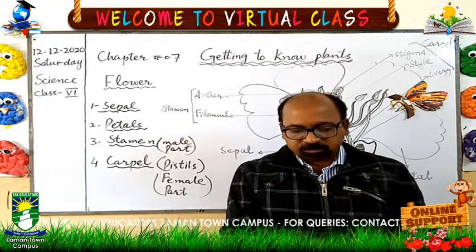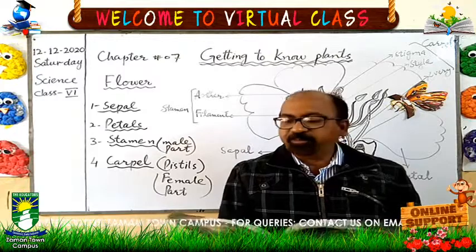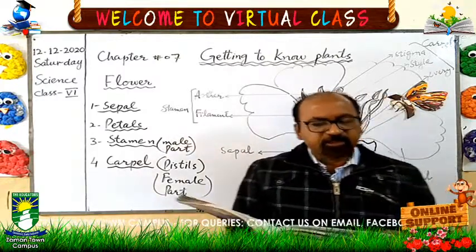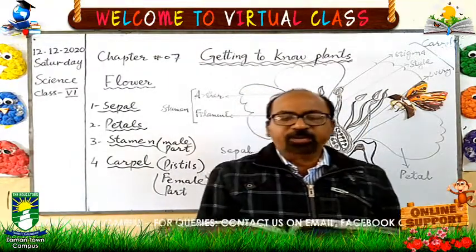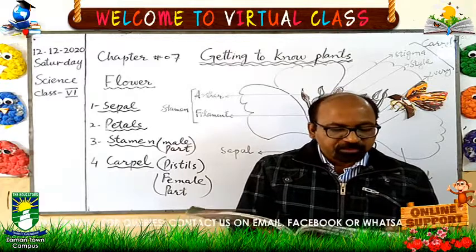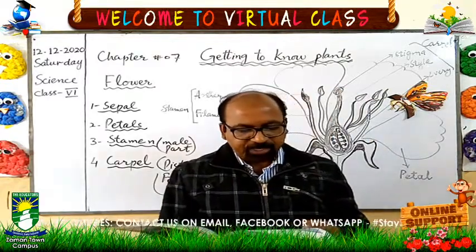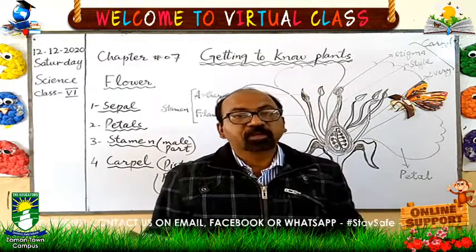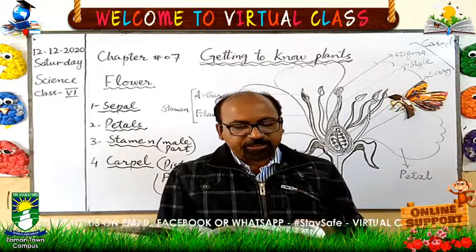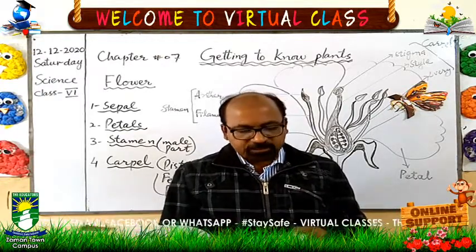Now come towards assessment 1. Assessment 1 is present at page number 76 and 77, and let's start. Here you will do A part only. A part carries 10 MCQs. First MCQ: which plant has a taproot system? Obviously we have discussed that it is the mustard plant which carries a taproot system.